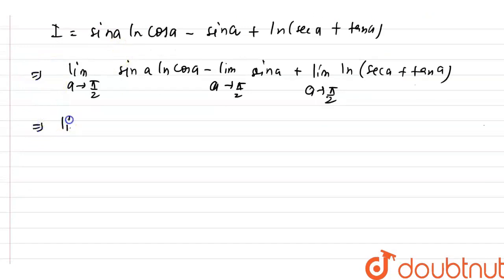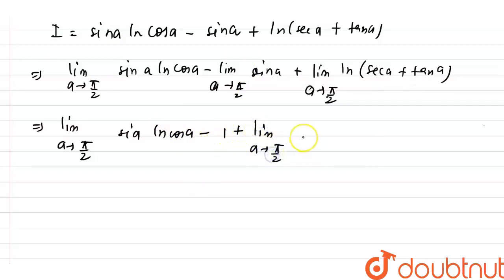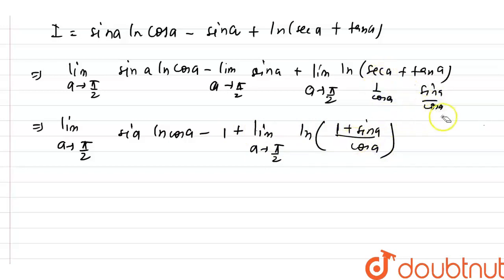Now I'm writing it again. It is limit a tending to pi by 2 of sin a ln cos a, minus, I'm solving this thing. On putting pi by 2 here, sin pi by 2 is nothing but 1, so it will be completely 1, plus, I'm solving this ln in sine and cos terms. It will be limit a tending to pi by 2 of ln((1 + sin a)/cos a). I just wrote this 1 over cos a, and this as sin a over cos a, and on taking LCM I will get this.